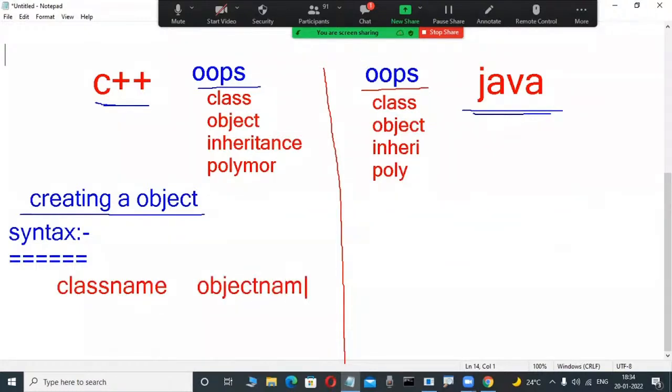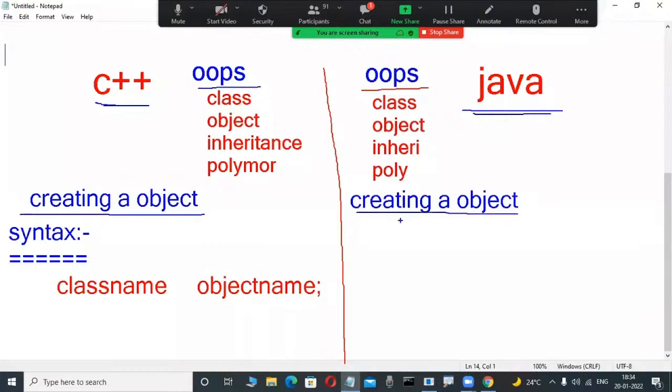This is the syntax to create an object from a class in C++. Creating an object is the same in Java also. Now observe here. Suppose we want to create an object from a class. Don't worry, just observe. Creating an object from the class in Java.